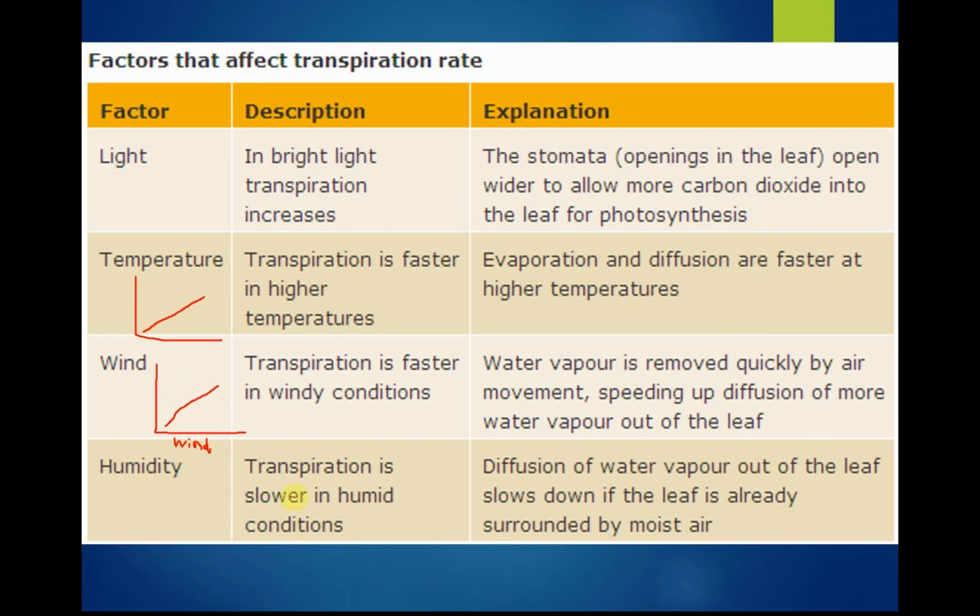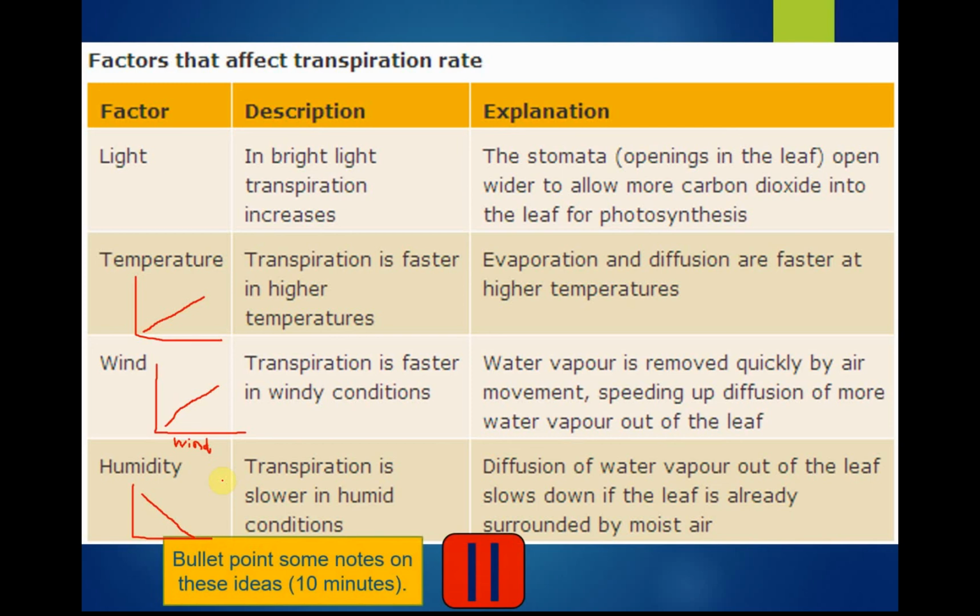But humidity, the higher the humidity, the more water vapor in the air, the slower the rate of transpiration. And actually, if the air is fully saturated with water vapor, it can't get any more in, then you don't get any transpiration at all. So if it's really humid, you get very little transpiration. Spend a bit of time making some notes on those ideas. Pause the video here, 10 minutes. You can do this as a table, little graph with some annotations, bubble diagram, whatever you like.